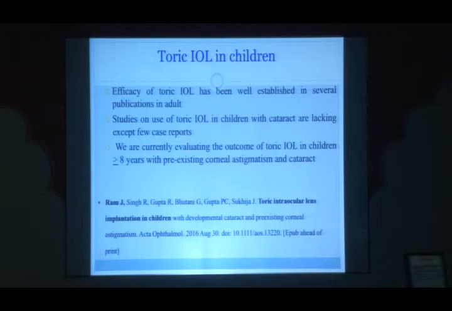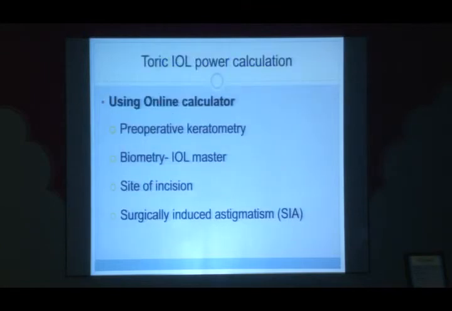Efficacy of toric IOL has been well established in several studies in adults, but we have the first study publishing toric intraocular lens implantation in developmental cataract and pre-existing corneal astigmatism, which was published in Acta Ophthalmologica 2016. This is a study in children 8 years or more. What is required is an online calculator, and for that we need preoperative keratometry and biometry. You can use IOLMaster, and we establish the site of the incision and the surgically induced astigmatism.